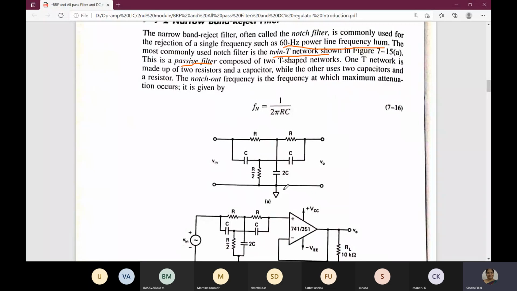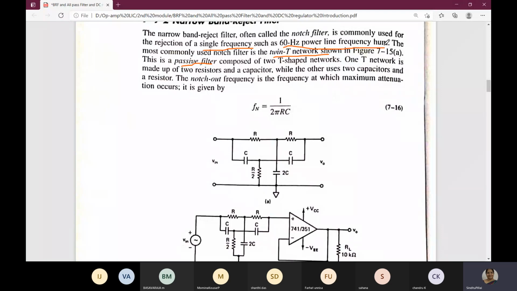Okay, the network shown here is a passive filter. It is used only to reject a frequency of 60 hertz, so it is called a notch filter. The narrow band reject filter, called a notch filter, is commonly used to reject a single frequency. That is important.